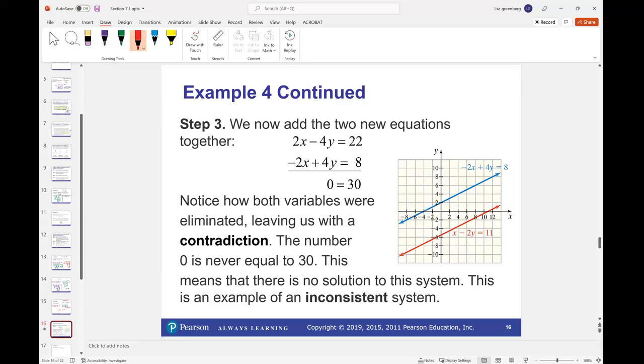So notice, if we graph these, there are two lines. They have the same slope, but they never intersect because they're parallel to each other.